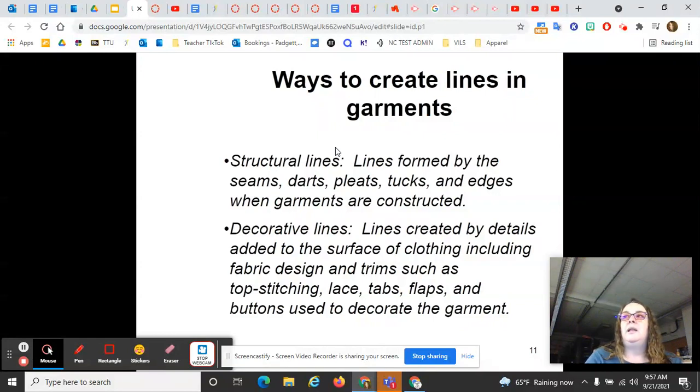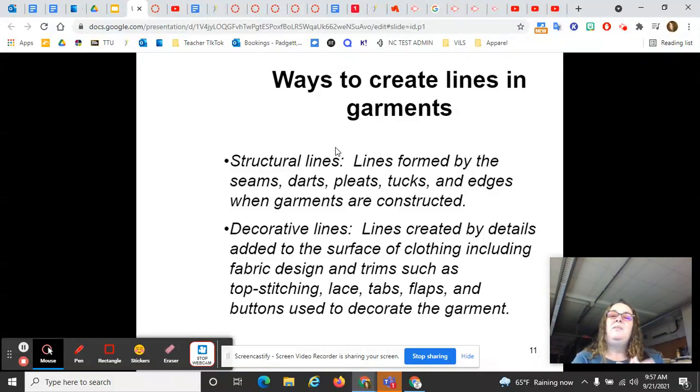Now, lines in a garment can be structural lines. That means they're put there when the garment is constructed. Those are going to be your seams, your darts, pleats, tucks, and edges. So they are part of the construction. They are there to hold the garment together.